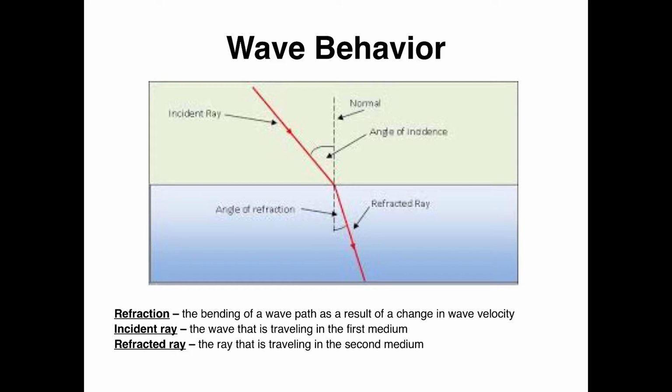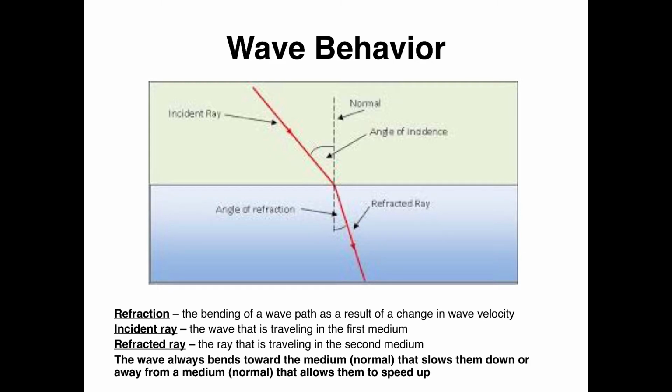Now you notice there's a normal here, and this normal is defined the same way. It's a perpendicular to the interface between the two media. And the angle of incidence and the angle of refraction are again measured from the reference point of the normal. So you have the incident ray compared to the normal. That angle is called the angle of incidence. And then you have the refracted ray and its relationship to the normal, and that's the angle of refraction.